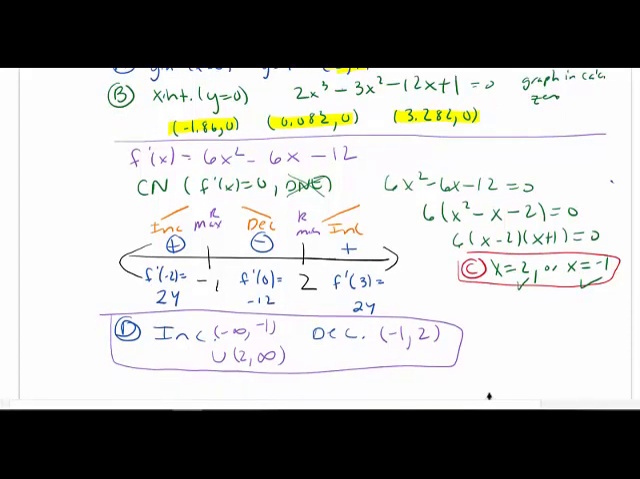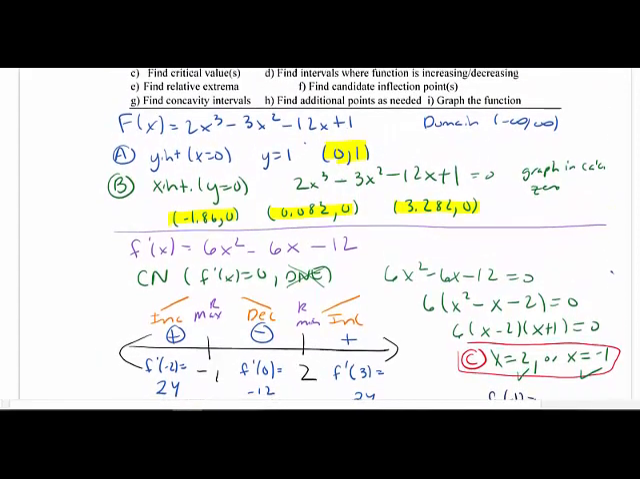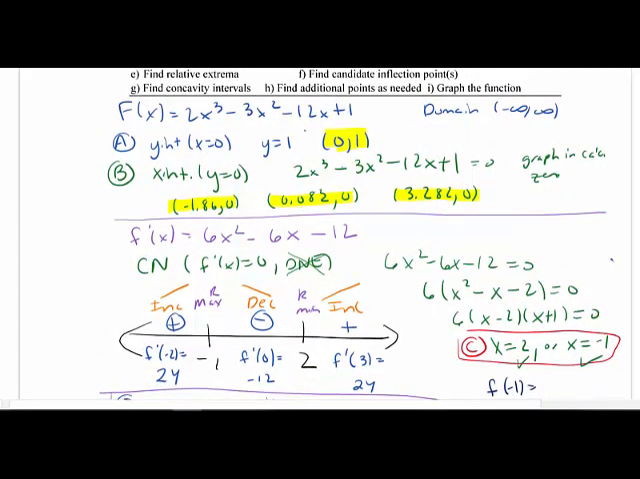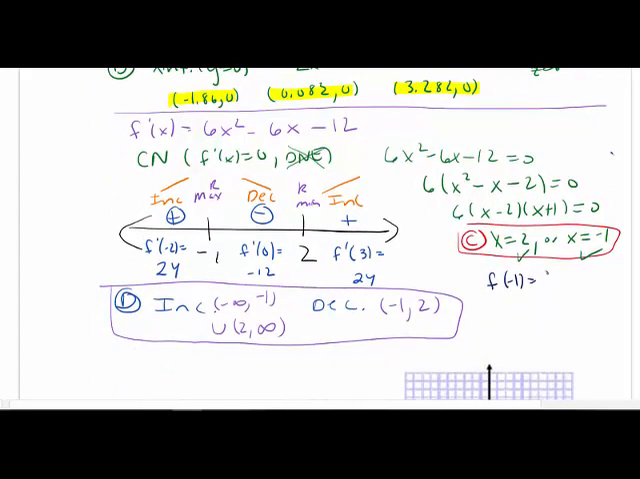Remember, when we're trying to find our relative mins and maxes, we have to go back to the original function to find the y value. So when you go to the original function, 2x cubed minus 3x squared minus 12x plus 1, and plug in -1, you get a positive 8. Plug in 2 into the original function, and you should get -19.